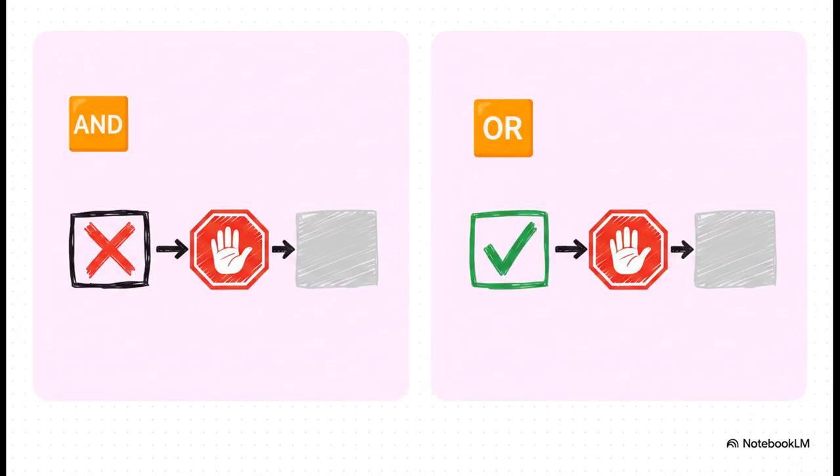All right, let's talk about something called short-circuiting. Basically, Java is efficient. You could even say it's kind of lazy, in a good way. If it's looking at an AND expression and the very first part is false, it doesn't need to check the rest. Nope, it already knows the whole thing is false. So it just stops right there. It short circuits. Same thing with OR. If the first part is true, it knows the whole expression is going to be true, so it stops and moves on. This isn't just about being fast. It's a critical feature that helps prevent your code from crashing.